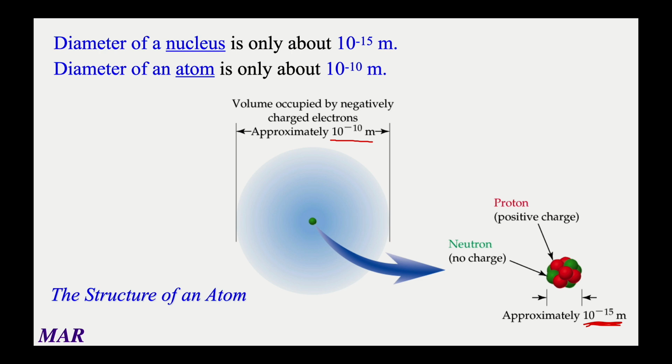So you could draw an atom and have a small dot in the middle. That would be closer to what the nucleus looks like relative to the atom. The nucleus is really, really small. And the atom is small too, but compared to the atom itself, the nucleus is really small. You can see many orders of magnitude smaller.